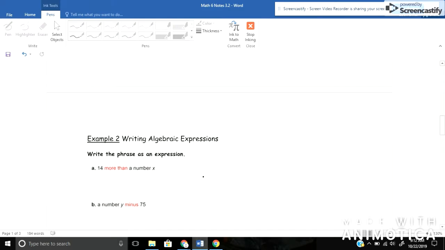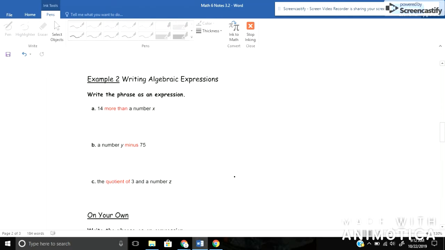All right, let's move on to example 2, where we write the phrase as an expression. Again, kind of similar, except now we have algebraic expressions. So now we don't just have numbers, but we also have letters, a little bit of algebra. It says 14 more than a number x. More than means to add, so I'll have 14 plus x. You could also have x plus 14. When you use addition, order doesn't matter. You'll still get the same answer.